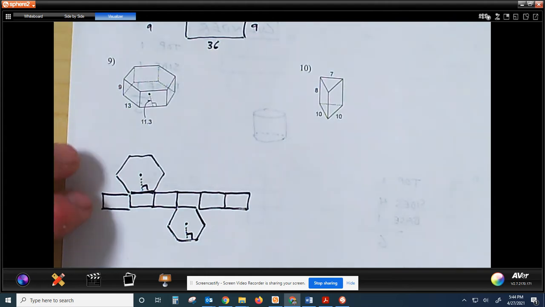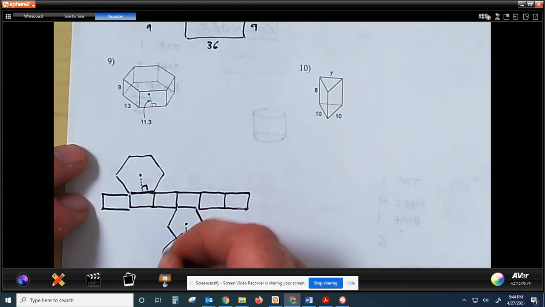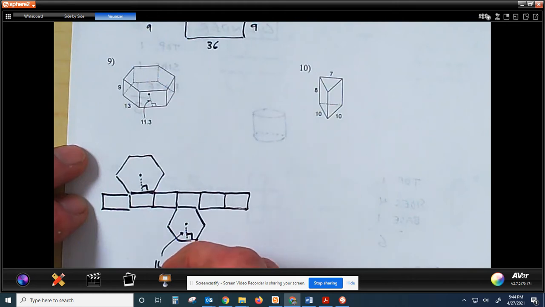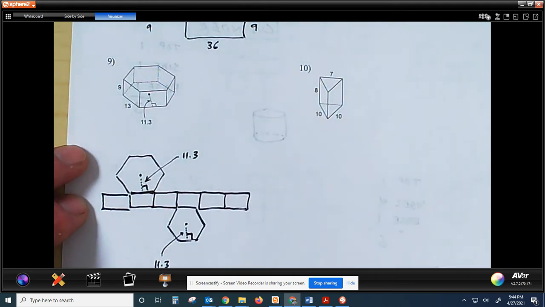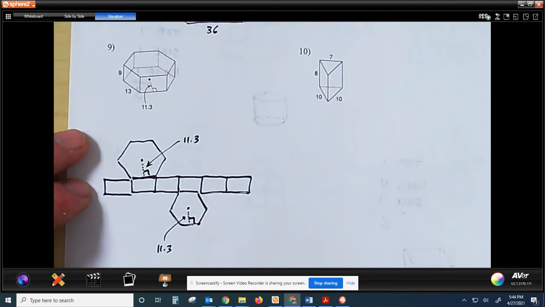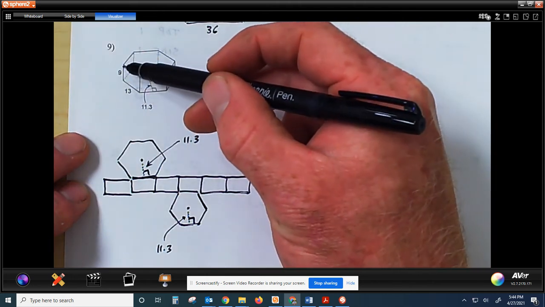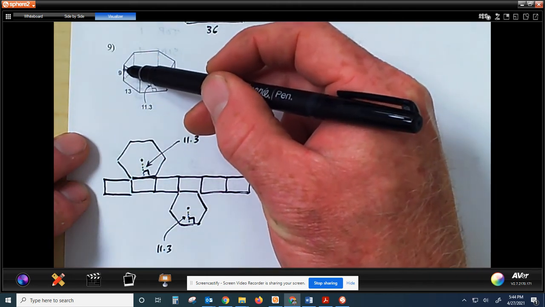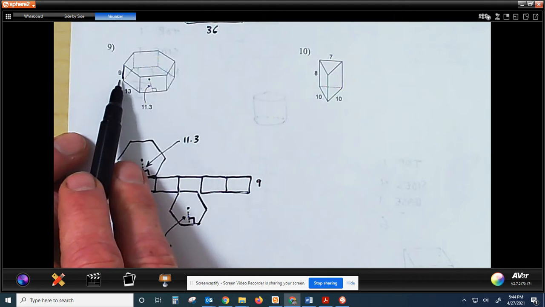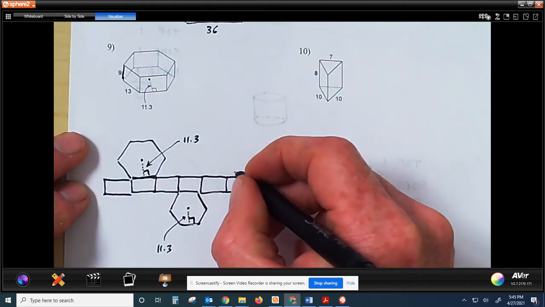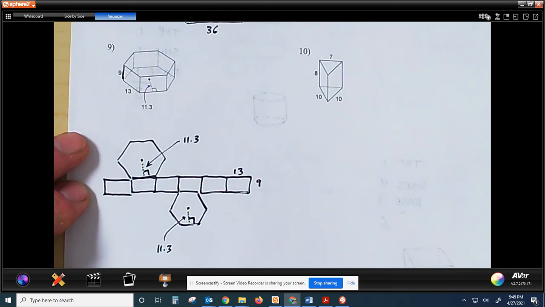Now label the measurements given. Okay, so I like this arrow technique. 11.3 kind of keeps my image clean. 11.3 units of length is both apothems. How tall the height of the prism is this measurement? That is 9. Each rectangle on the side of the hexagonal prism is 13. All of these are 9 by 13 panels. And we would have to add up 9 by 13.